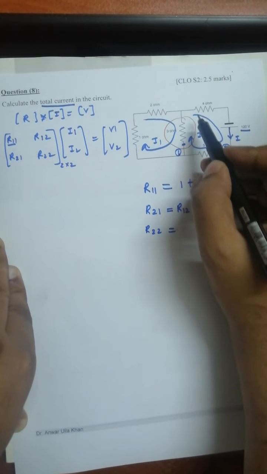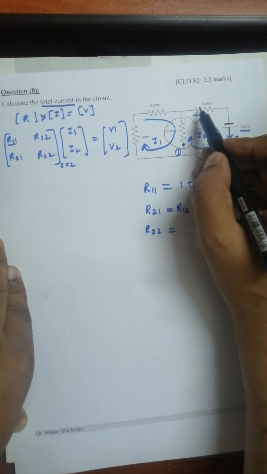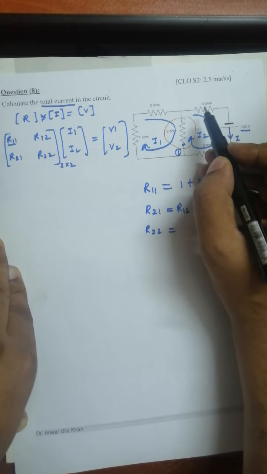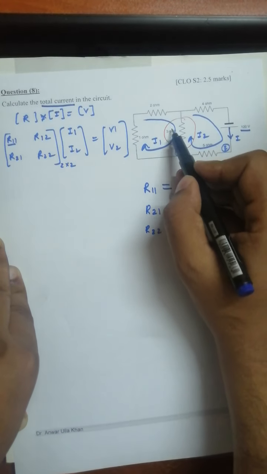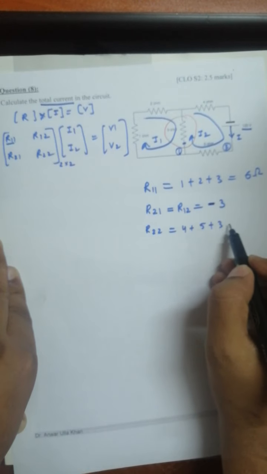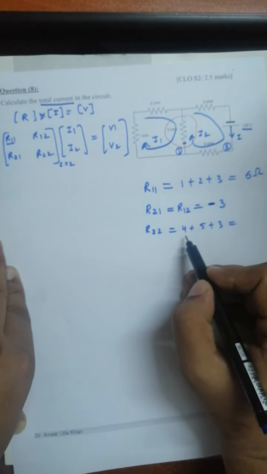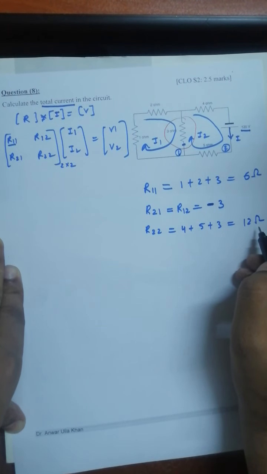Now what is R22? R22 means all the resistors in mesh 2. Ignore this voltage, just use resistors. This is 4 ohm, this is 5 ohm and this is 3 ohm. So the value is 4 plus 5 plus 3, which is 12 ohm.